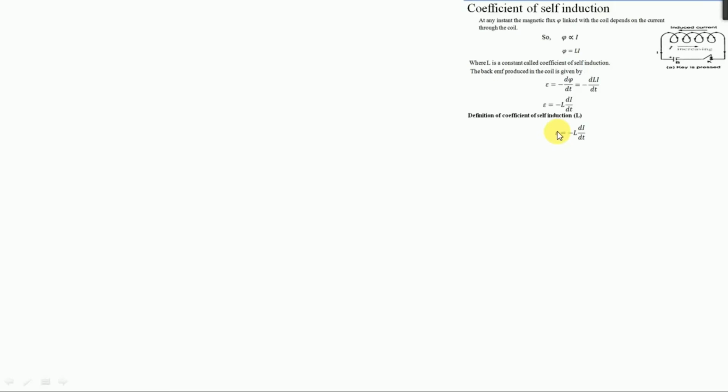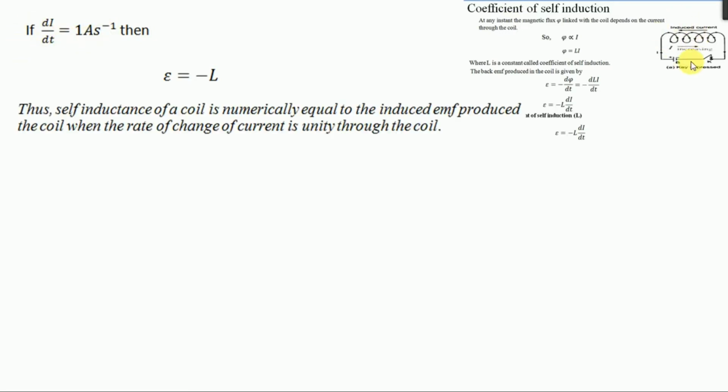In this formula if you put di upon dt equal to 1 ampere per second, that is the change in current per unit time, then we will get EMF is equal to the coefficient of self-induction. So now I can define self-induction. The coefficient of self-induction is equal to the induced EMF in the coil when the change in the current in the coil is 1 ampere per second. If we change the current through this circuit by 1 ampere in 1 second, then whatever induced EMF is produced in this circuit will be the coefficient of self-induction of this coil.